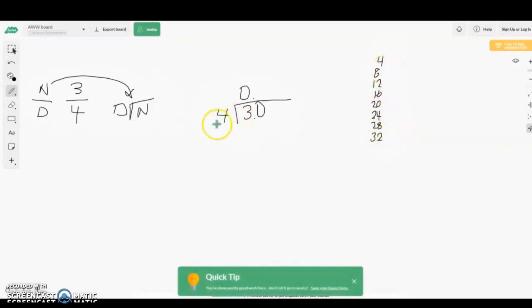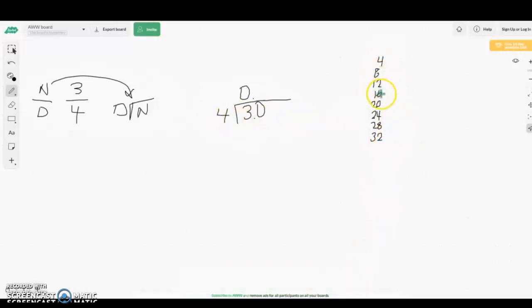Okay, and then let's stop there. So 4 can go into 30. 1, 2, 3, 4, 5, 6, 7, almost 8, but it's 7 times. 4 times 7 is 28. I'm going to have to go ahead and borrow. 10 minus 8 is 2, 2 minus 2 is 0.